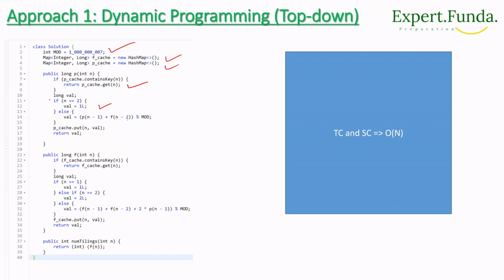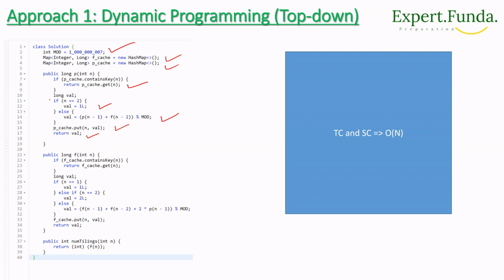We will calculate the val, right? Either we will calculate this one, p of n minus 1, f of n minus 2, and the mod value we have, and finally we will put it into our cache, and then we will return val.